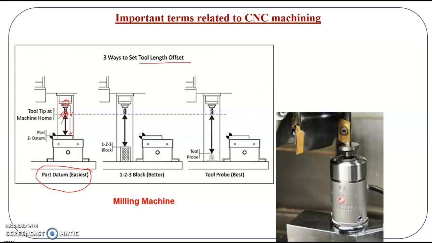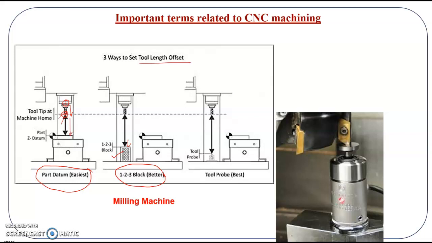The next method is the 1-2-3 block. The 1-2-3 block is a standard block available. So instead of the work surface, we bring the tool tip towards the block. The block is fixed on the table, and the tool tip should just touch the surface. Then the corresponding value of Z is entered into the control system for effecting such an offset, the tool length offset.